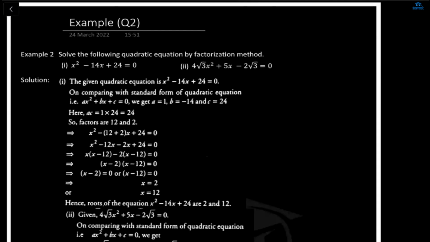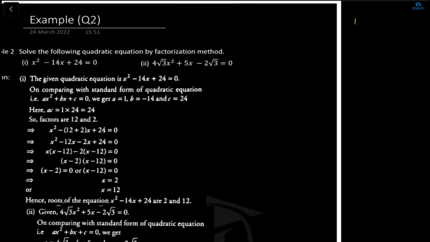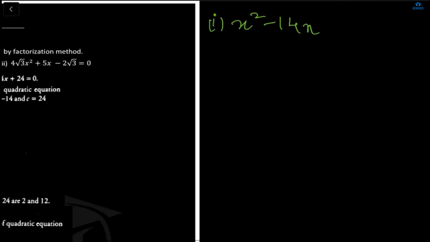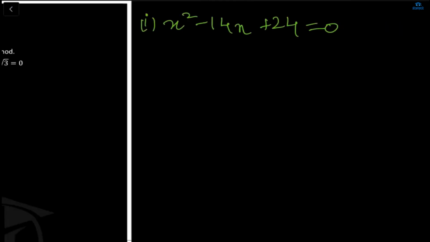Now let's see here. The first question is x square minus 14x plus 24 is equal to 0. Now here, if you find out ac, again you will get 24. Here it is plus, so both the numbers' addition should give you 14, and the multiplication should give you 24. So let's see the factors of 24. What are the factors of 24?